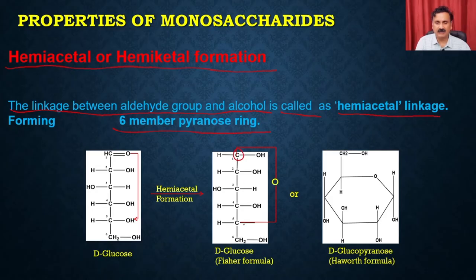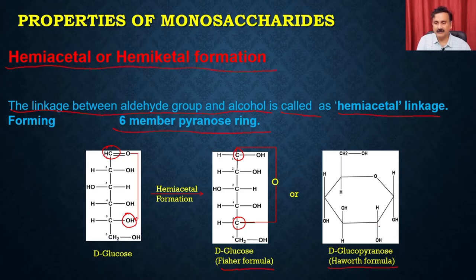If the carbon 1 is making a cyclization product with carbon 5, this is the aldehyde group, and it attacks the fifth carbon, so that is how it forms the hemiacetal. And that hemiacetal group can be represented in two different forms. What you see here is the Fischer formula, where the carbon is connected to this one, or it can be shown in the Haworth formula.